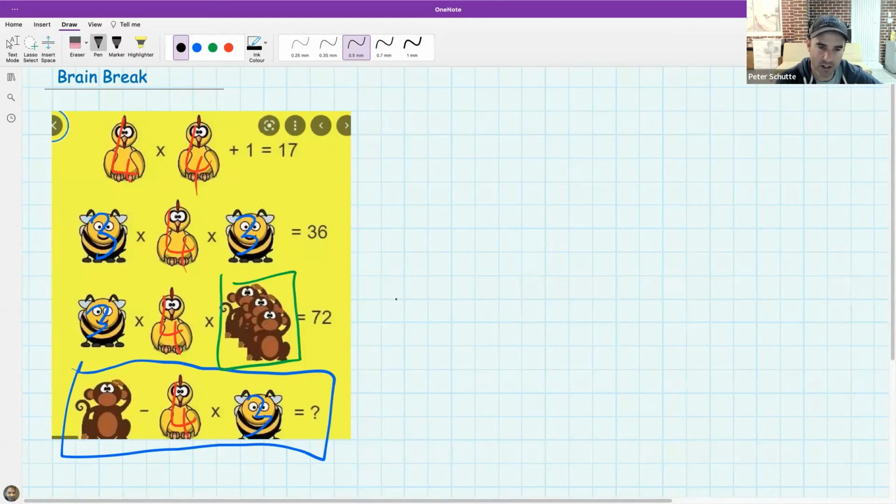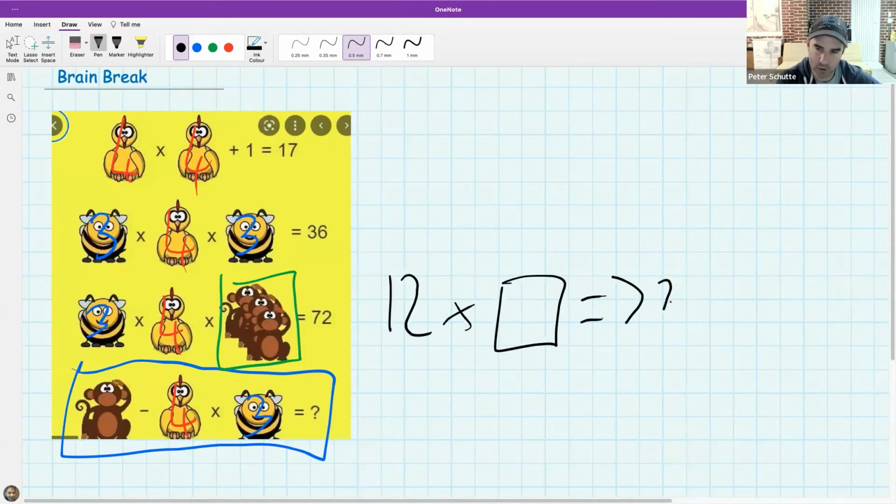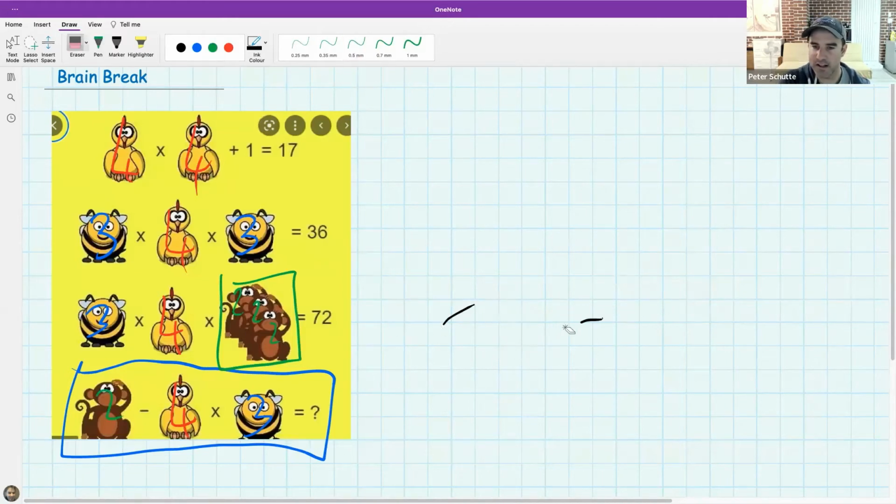So 12 times 3 monkeys gives 72. So 3 monkeys must be 6, which means 1 monkey must be 2. Now, what is the final answer going to be? Let's do this.